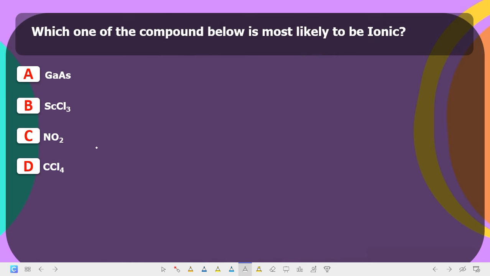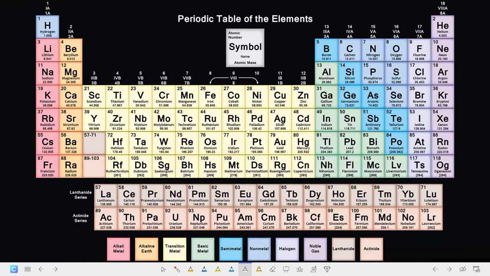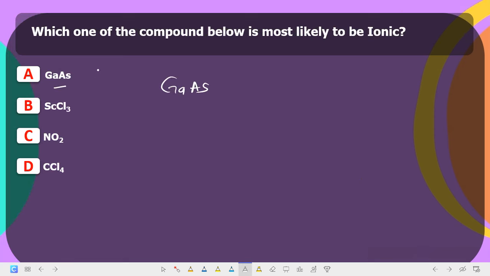Which of the following compounds is most likely to be ionic? You have gallium and arsenic. Now, gallium and arsenic are very close to each other in the periodic table. See gallium here, see arsenic. I don't think they can form an ionic compound, okay? So this is wrong. They can't form an ionic compound.